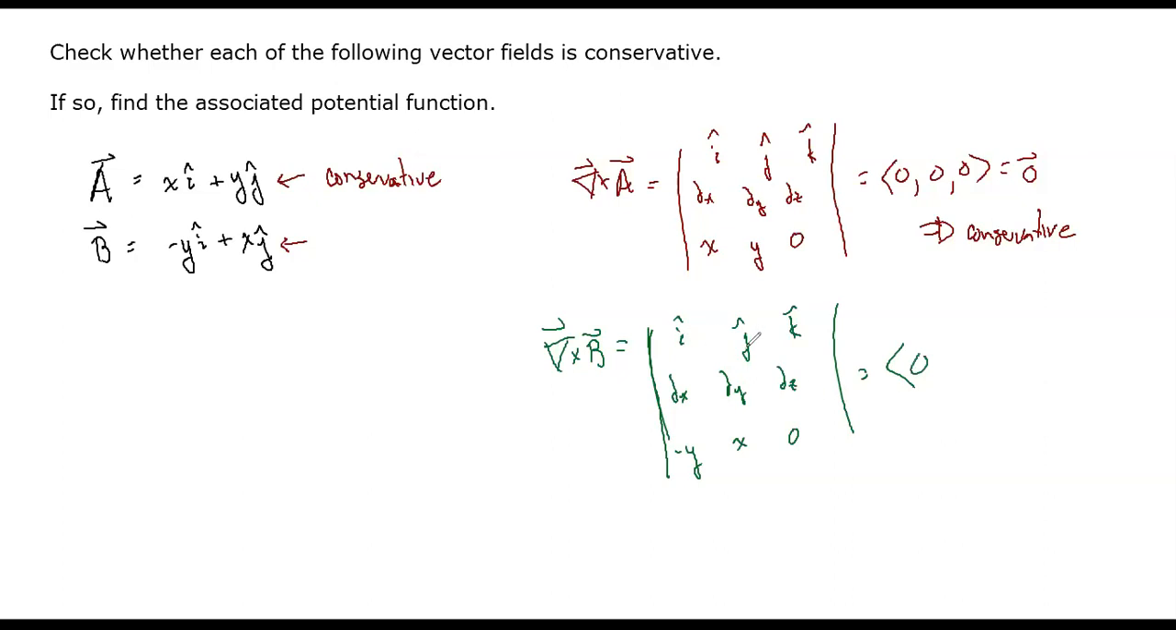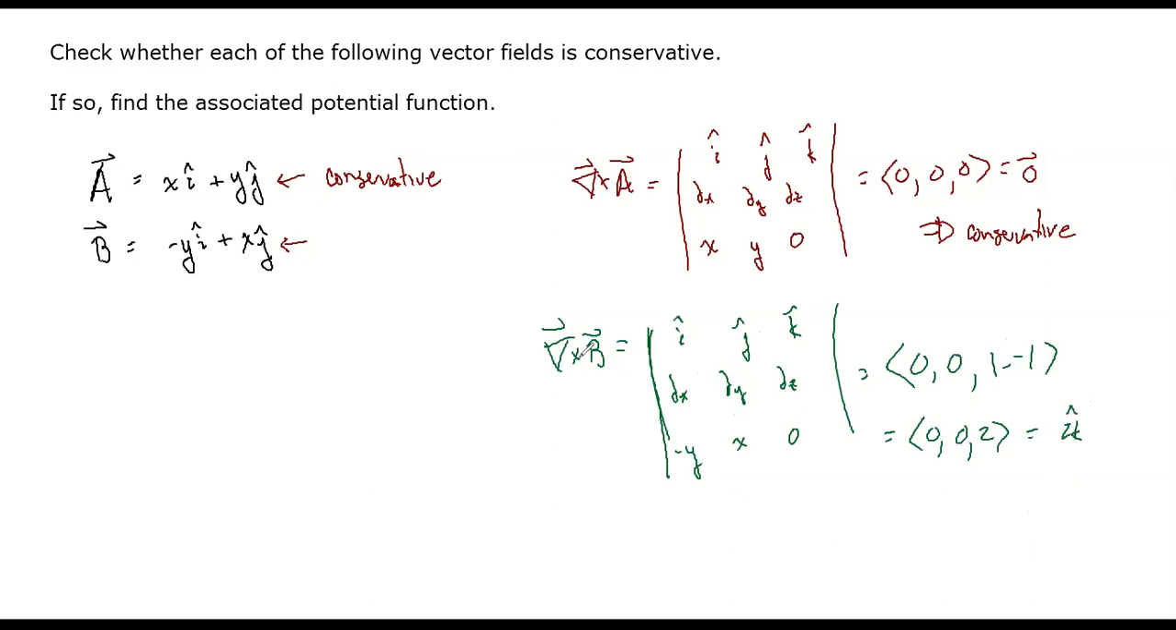So for the j hat component, we get d by dx of 0 is 0, d by dz of y is 0, 0. And then for the k hat component, we have d by dx of x is 1, minus d by dy of minus y is minus 1, minus minus 1. So 1 minus minus 1. And then you could write this 0, 0, 2, or you could write this 2 k hat.